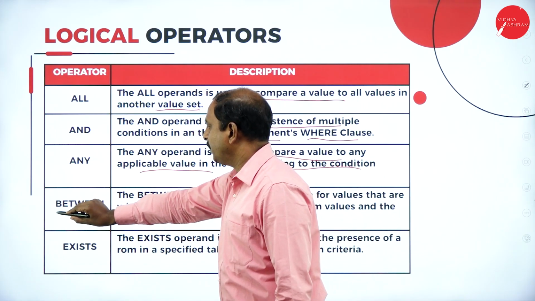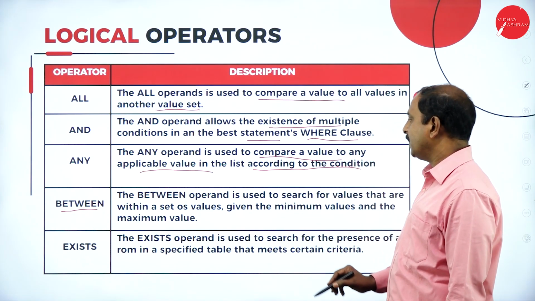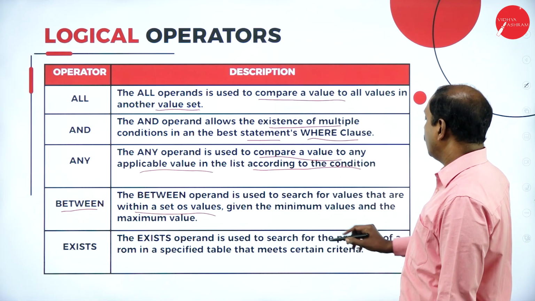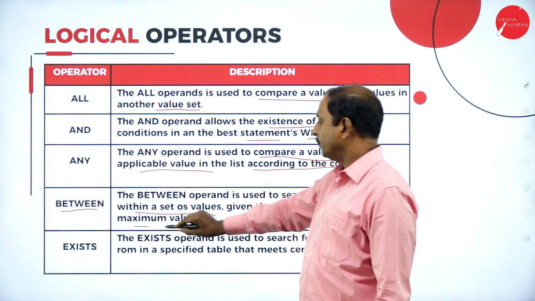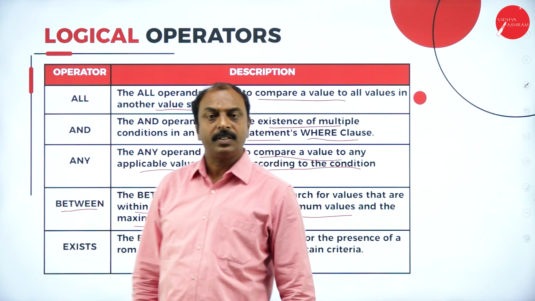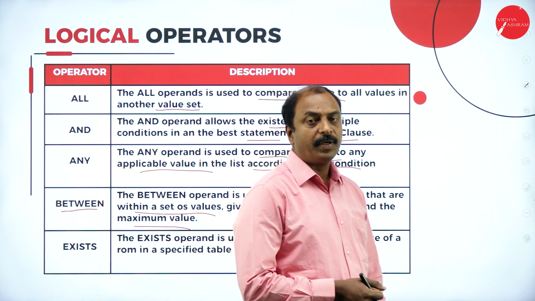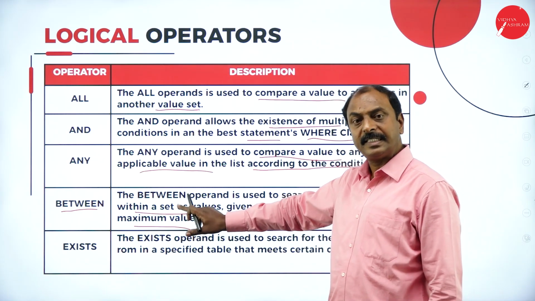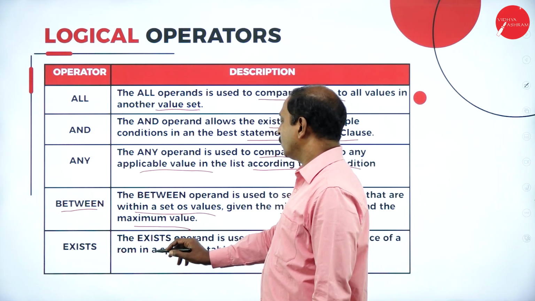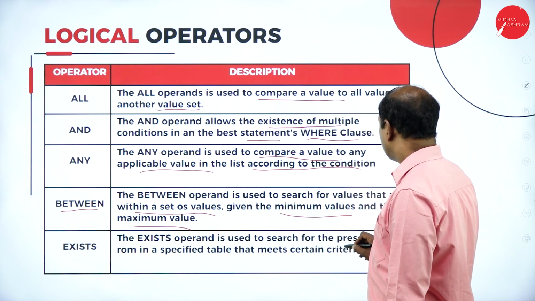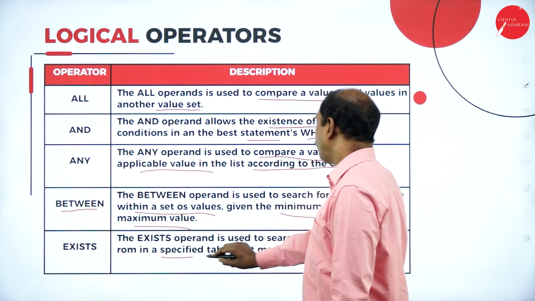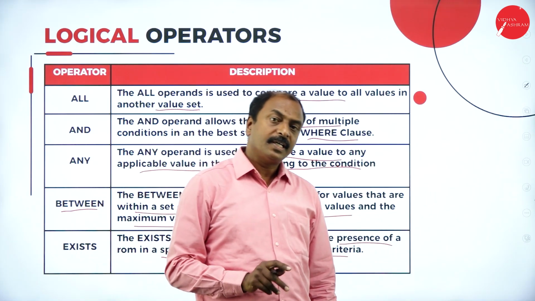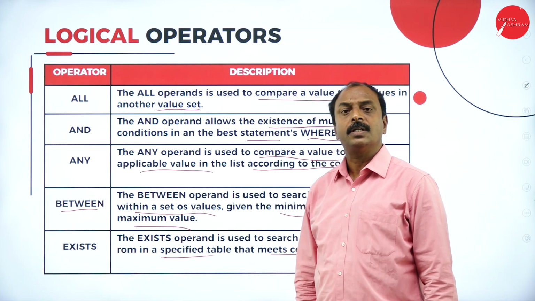And the next one is the BETWEEN operator. The BETWEEN operator is used to search for values that are within a set of values, with a minimum value and a maximum value. So we use this to look for a value within a range of values, from the starting value to the end value in a particular set. Next one is EXISTS. The EXISTS operator is used to search for the presence of a record in a specified table that meets certain criteria. We are looking for a particular record in a particular table. So these are all the different logical operators.